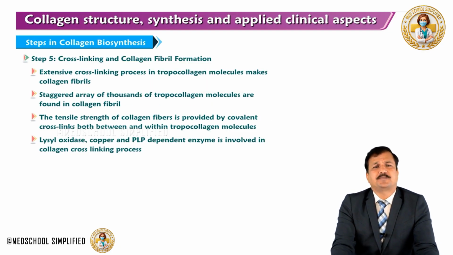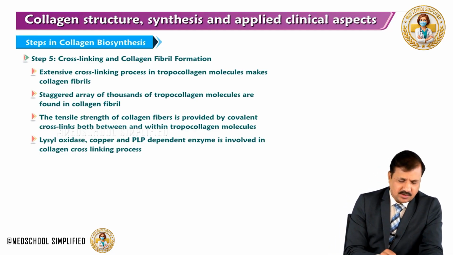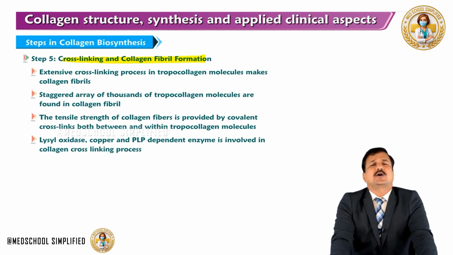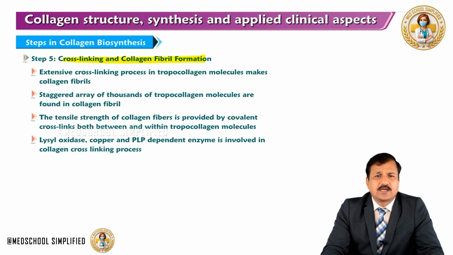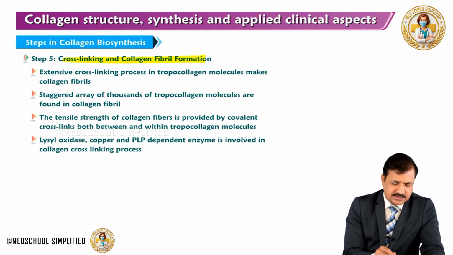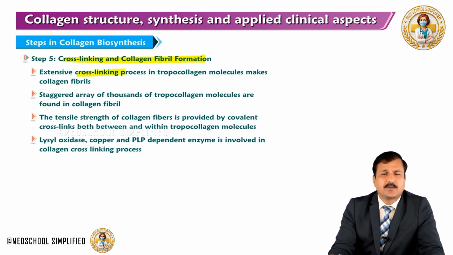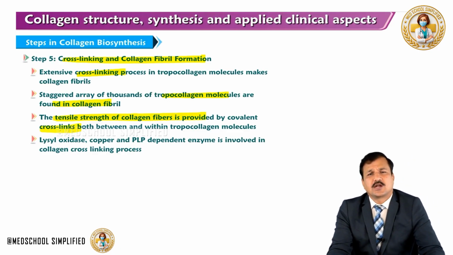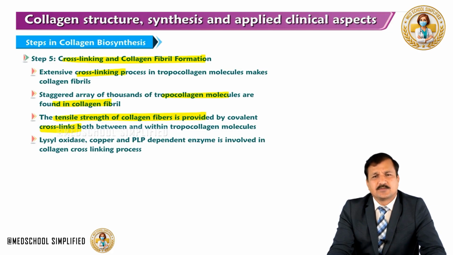Now the fifth step in collagen biosynthesis is cross-linking and collagen fibril formation. So now procollagen is converted into tropocollagen in the extracellular matrix. This tropocollagen will undergo an extensive cross-linking process to make mature collagen fibrils. A staggered array of thousands of tropocollagen molecules are found in a collagen fibril, and the tensile strength of collagen fibers is provided by covalent cross links which are made between and within tropocollagen molecules.